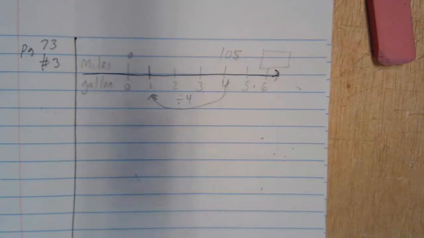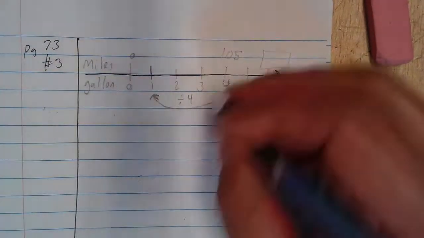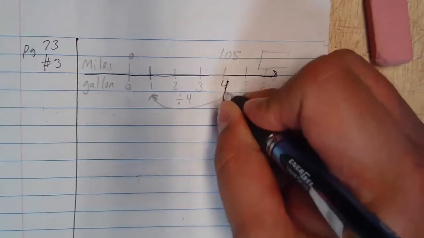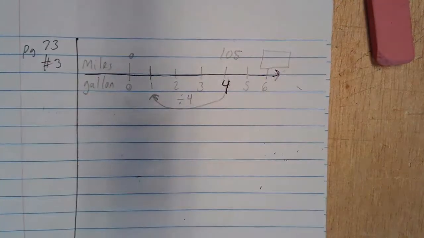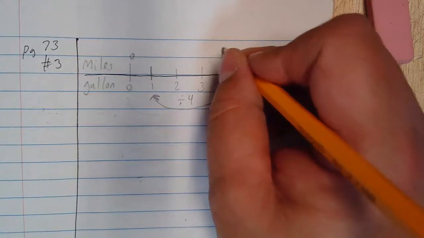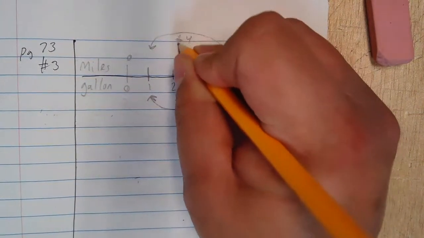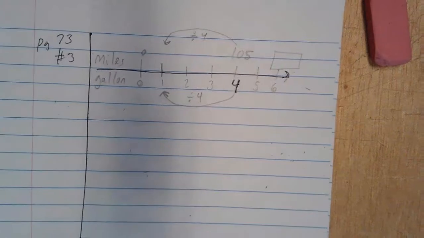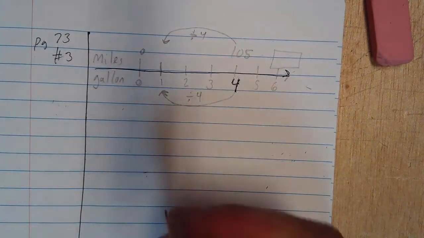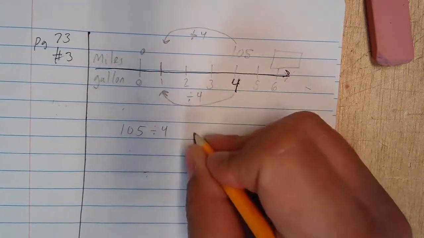All right. To go from 4 to 1, let me make this a little darker because you might not be able to see that it's actually 4. To go from 4 to 1, I have to divide by 4. 4 divided by 4 equals 1. That means I have to divide this by 4. Now, heads up, you're going to get a decimal number. Not a big deal. 105 divided by 4.